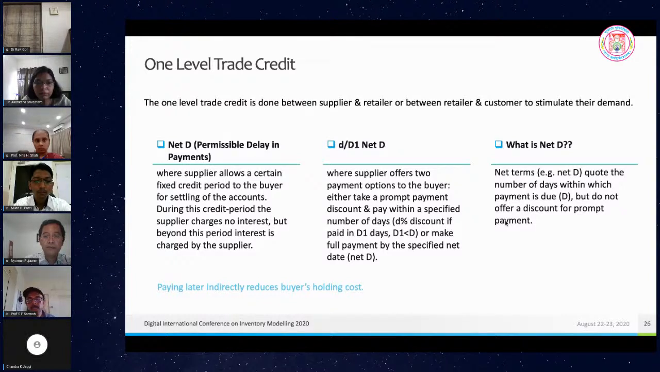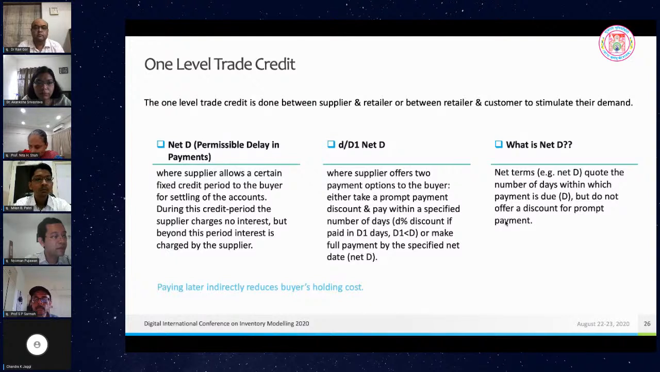D%, D1, net D basically comes from the marketing or early cash recovery model. Here we say a D% discount is offered if you pay within D1 days, where D1 days is much less than D. Otherwise, you make the full payment in D days. Practically, we call it 2/10 net 30, which is very common in our day-to-day life among small businesses.